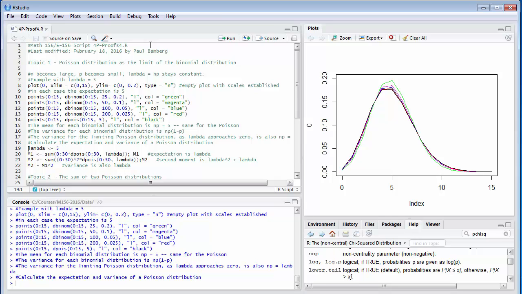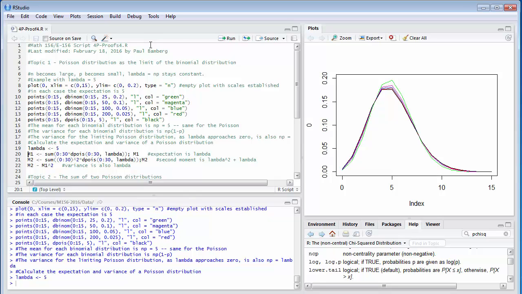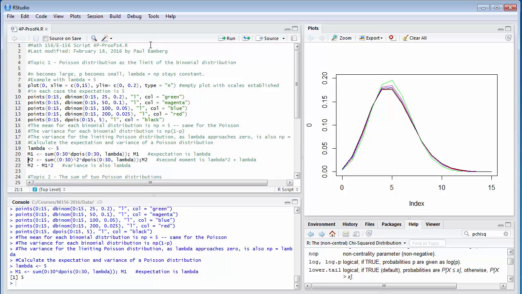Another thing that's proved is that the expectation and variance of a Poisson distribution are both equal to the parameter lambda. That's dead easy to do. The first moment is obtained by summing over 0 through 30, 0 through 30 times the Poisson distribution density function for a value lambda. I've chosen lambda equal to 5. And when I take probability times value and sum it up, I get exactly 5.